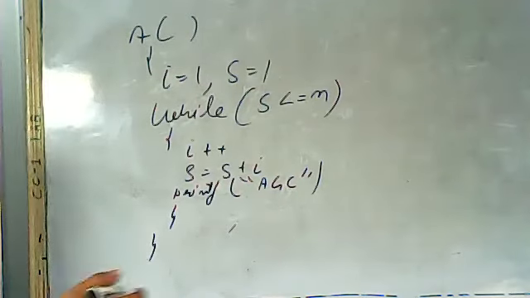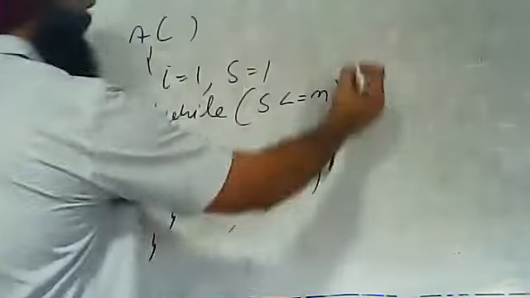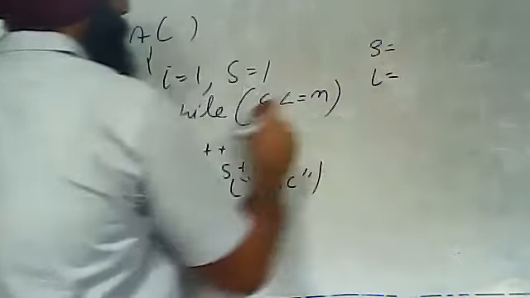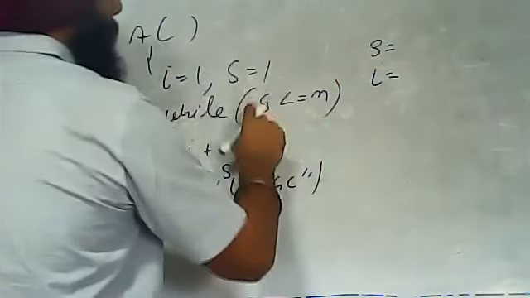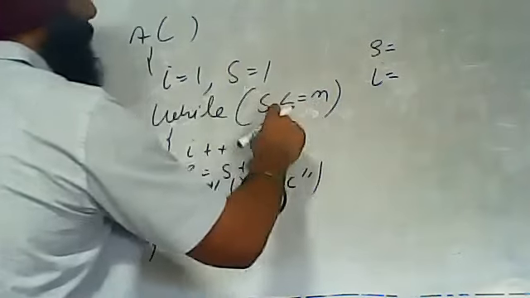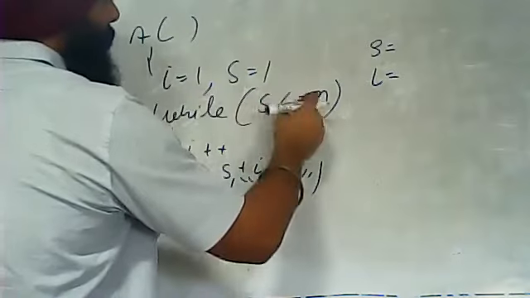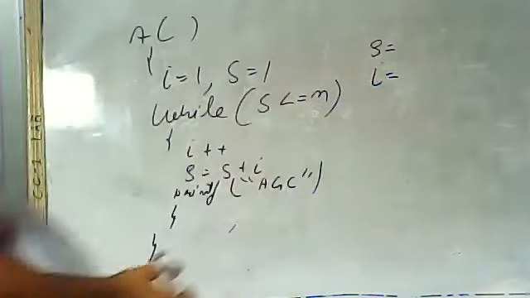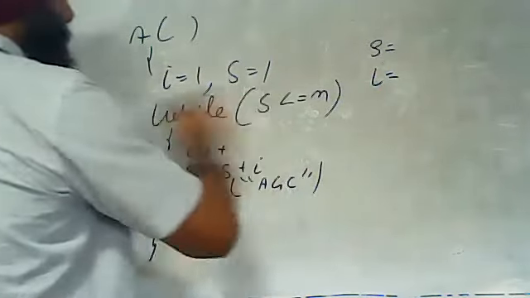So we need to check all the values of s and i. Let's say this is our program, and we want to analyze what will be the value of s and what will be the value of i. So we need to find out when this loop will end. As long as it is less than or equal to n, this loop will get executed, and if it is greater than n, then it will exit from this while loop.